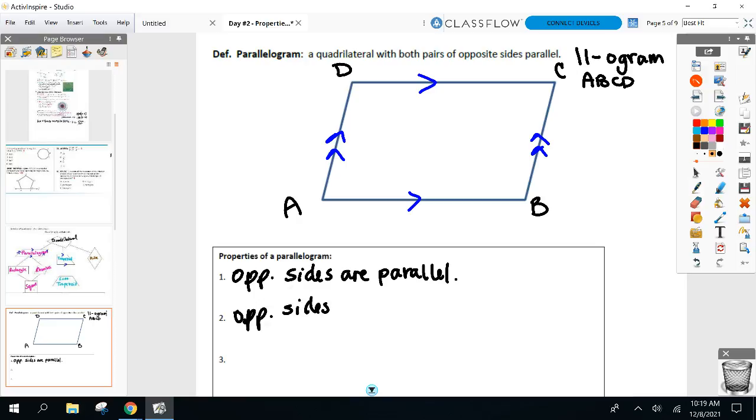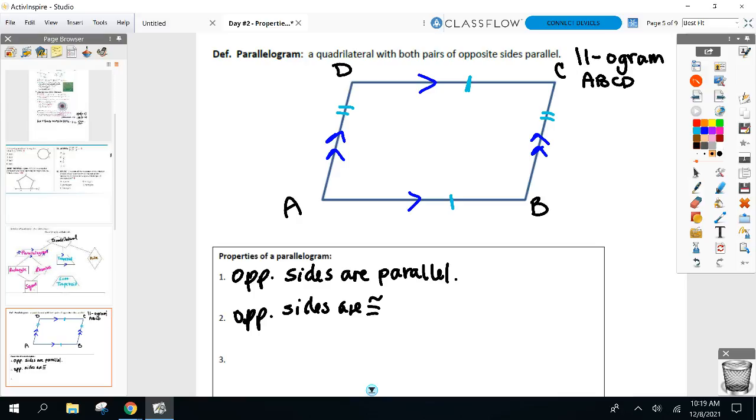Opposite sides are congruent. Yep. Not every side, just the opposite side. So here we go. Hash mark, 2 of them, 2 of them. Opposite sides are congruent. Any other properties? Probably be right.